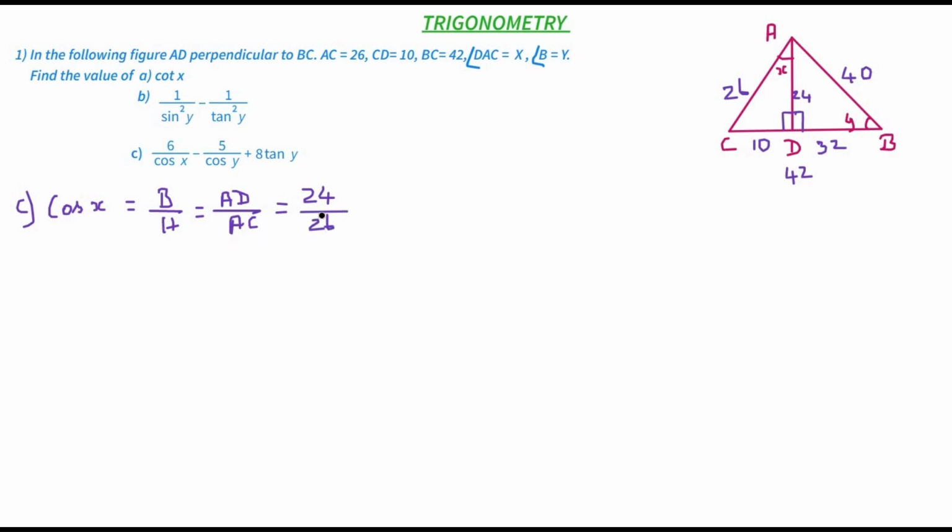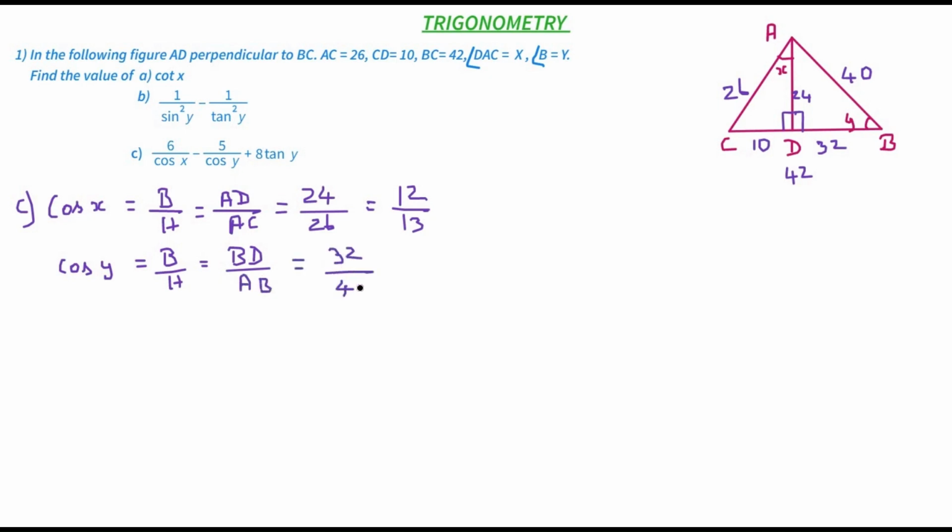So now we have found the value of cos x, which is 24 by 26. So this can be further reduced. We can divide these two by 2 table. So this can be further reduced to 12 by 13. Isn't it easy? So the next value we need to find is cos y. So what is cos y? Cos y equals the same thing, base by hypotenuse. So here with reference angle y, you can't write the same thing. Here the reference angle is y. When you take the reference angle y, the base is BD, and the hypotenuse is AB here. So BD by AB.